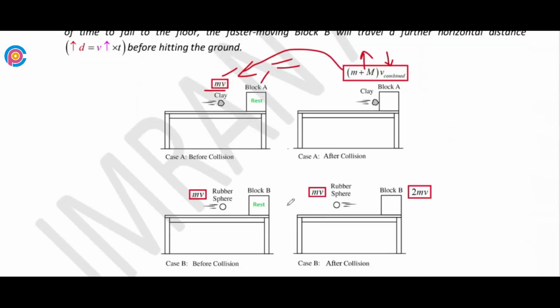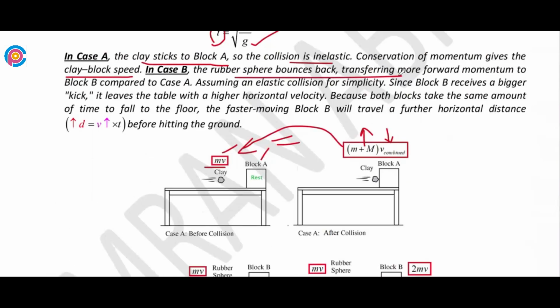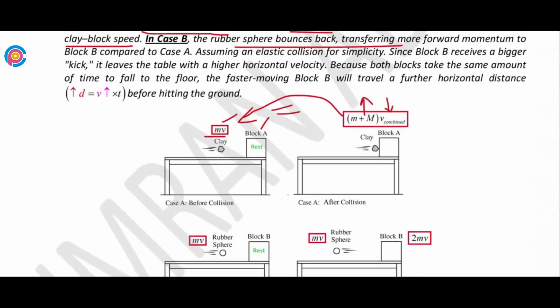Okay, now what happened in case B? The rubber sphere bounced back, giving more forward momentum. Assuming an elastic collision for simplicity, block B receives a bigger kick compared to case A, and it leaves the table with a higher horizontal velocity.